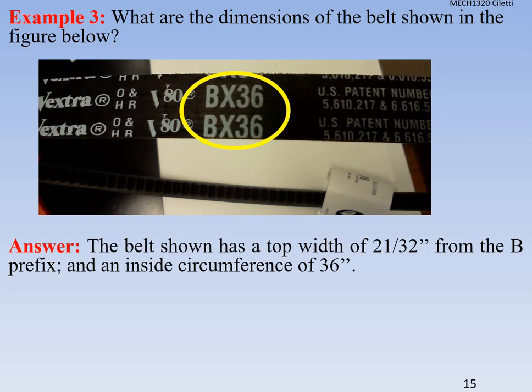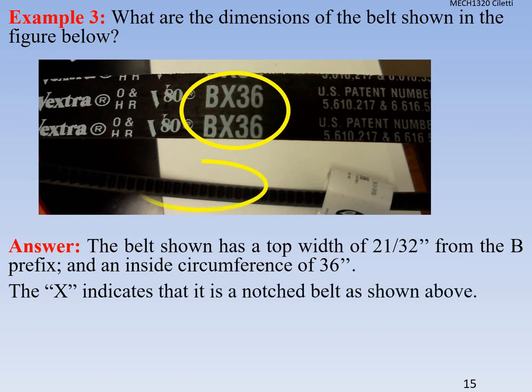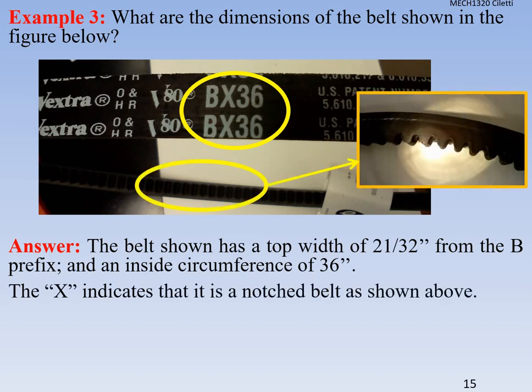And the important part is that X, it's a notched belt. So if you can look at the picture there, on the bottom part of that belt, you can see where there's notches in there so that it can have better grip. Okay, so that's very important that we understand the X and note that it's a notched V-belt. It's a V-belt just with notches so they can grip.